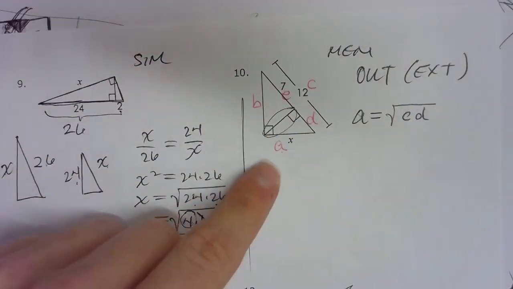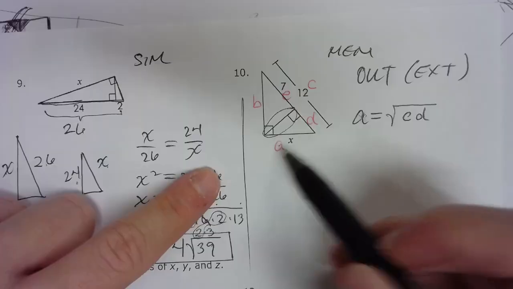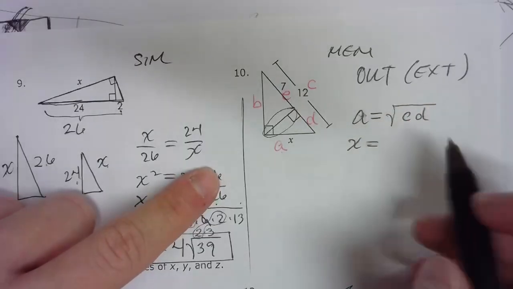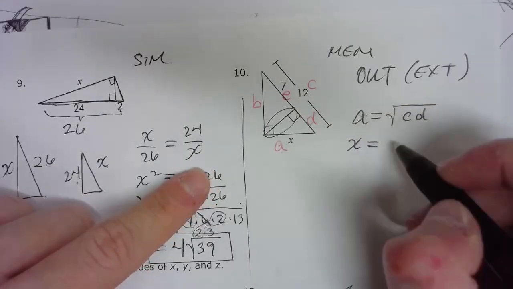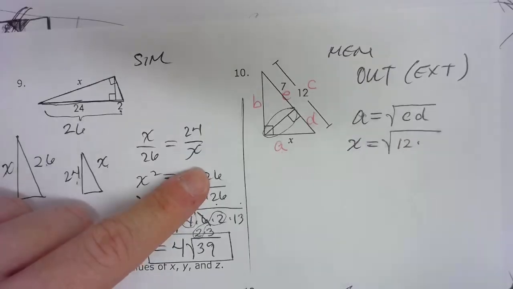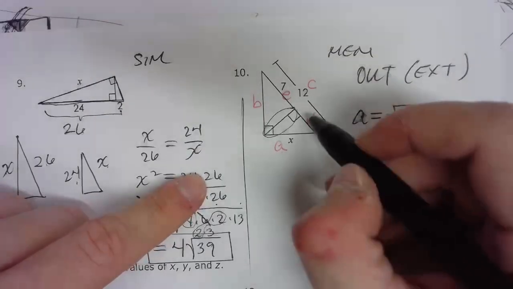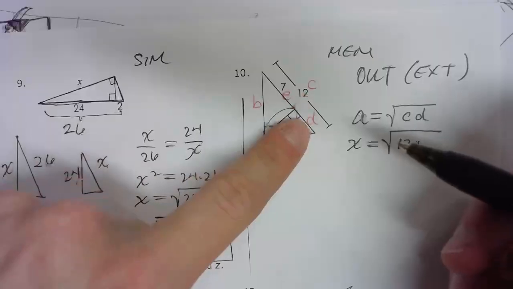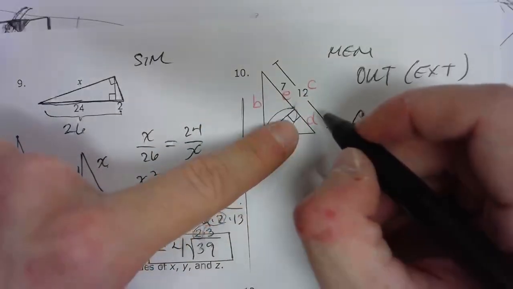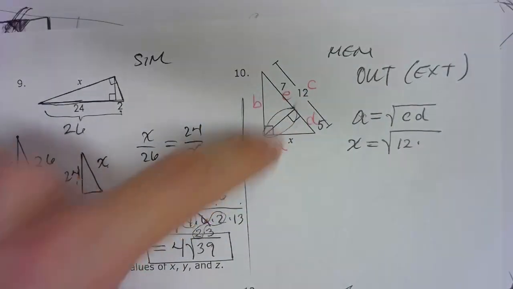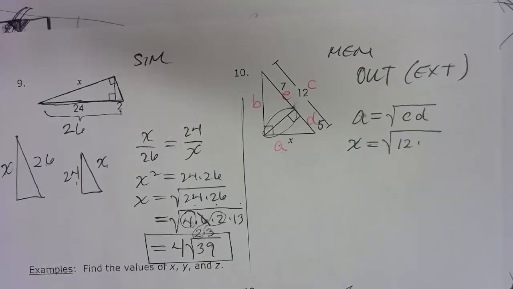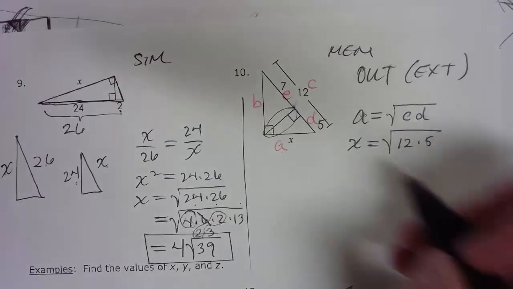Okay, so the memory person should check. I know that A is X. I know that C is 12. And I'll be multiplying by D, but I don't know D. But I do know that 12 minus 7 is 5. Hopefully you know that. Wait, is that correct? Just second guessing myself. Yes, okay. So we'll put a 5 here.